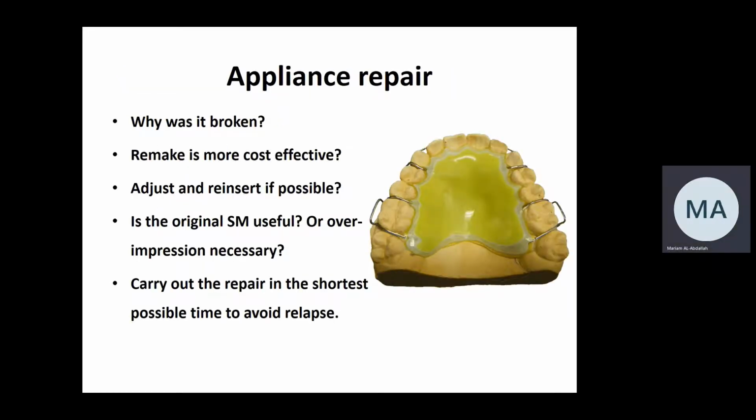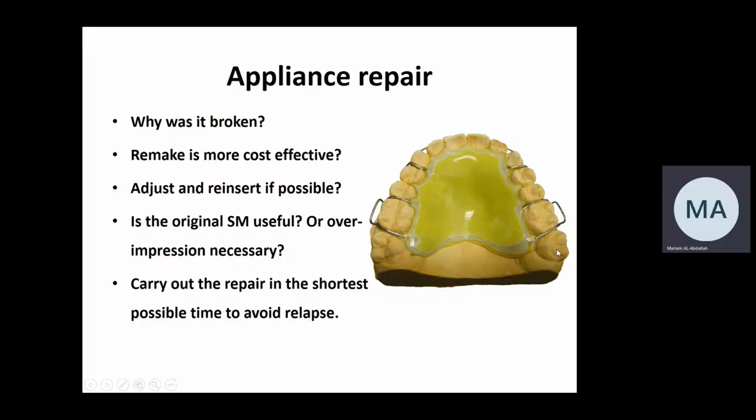Now, if the appliance experienced a fracture, I need to know why it was fractured, and I need to give the patient the instructions to avoid this incident. I need to think about the cost of making a new one or repairing the old one. I need to look at the broken part. Is it a part that I can actually avoid using at that stage? For example, if I have breakage of one of the arrowheads of the Adams, I cut the sharp arm, and then I look at the other arrowheads. Is it enough to give me the retention? If the appliance is retentive, there is enough retention, then I just adjust and reinsert.